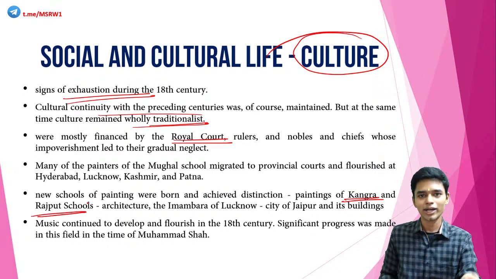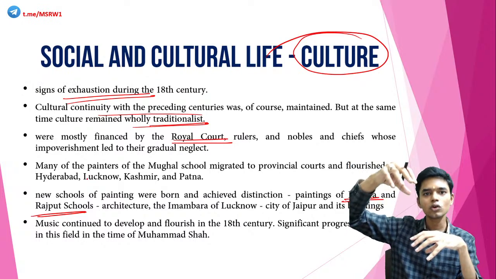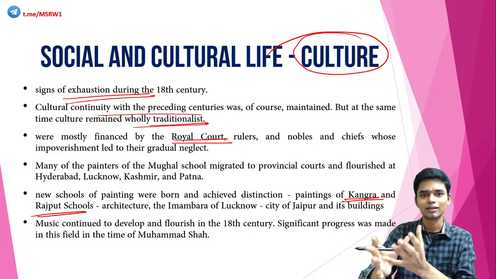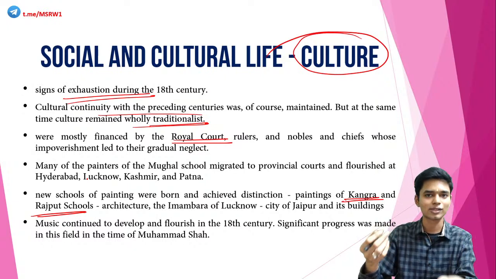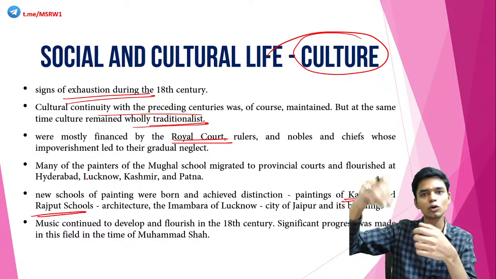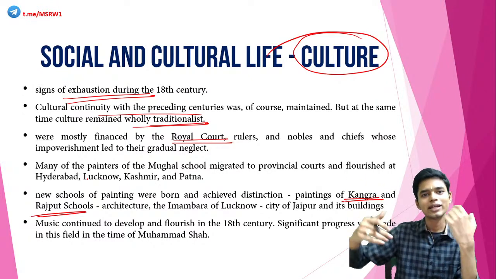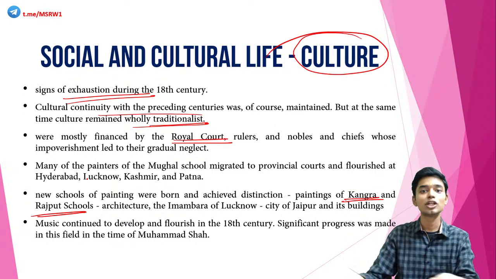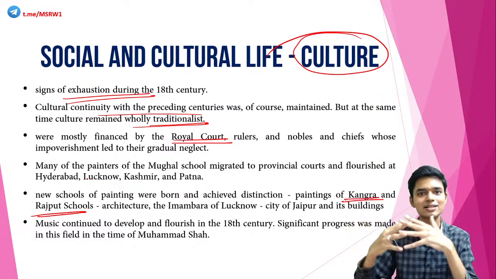Okay, so why did this happen? Because while these painters were at the Mughal court, they had a system of painting. The Islamic rules etc. were followed. The miniature painting system was followed. But when they migrated to a different kingdom, what happened? They had to adapt to the new culture existing in that kingdom. So now we see a cultural synthesis.